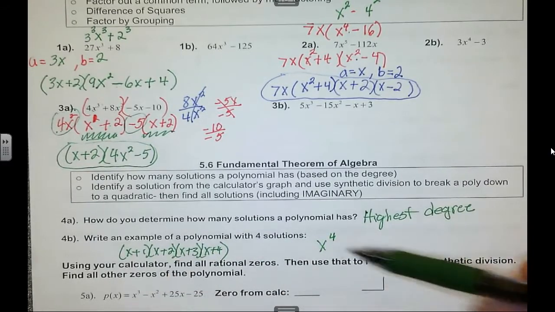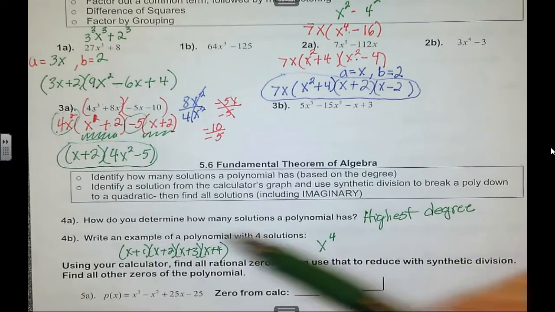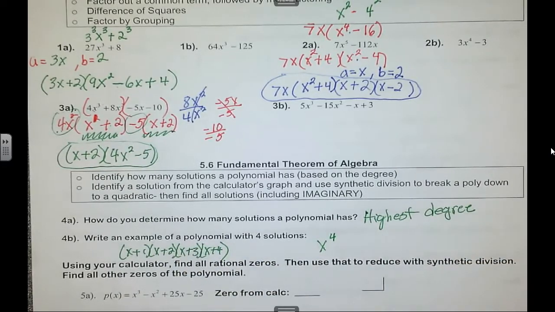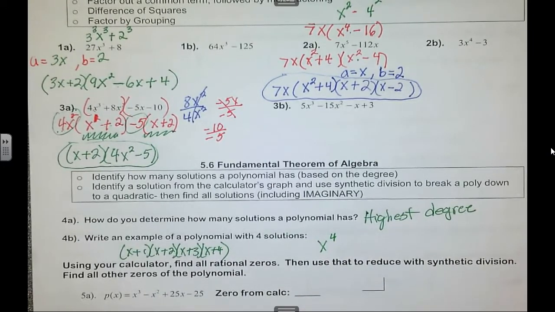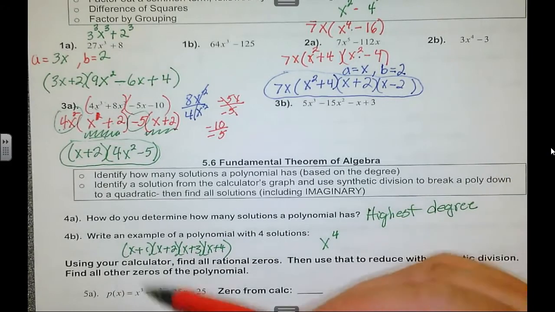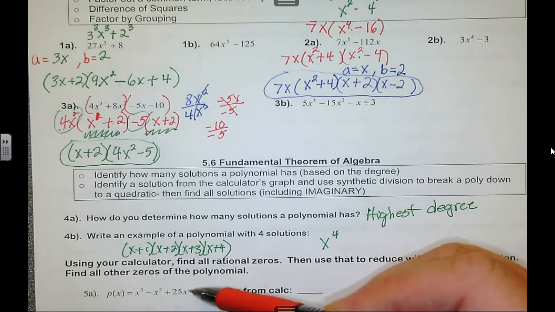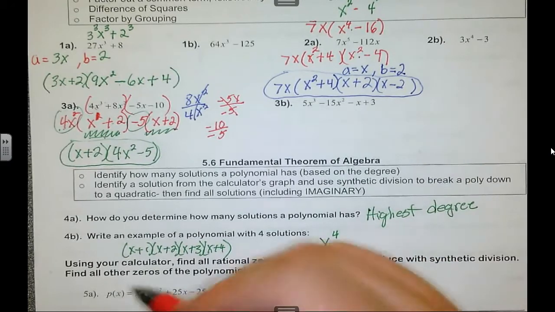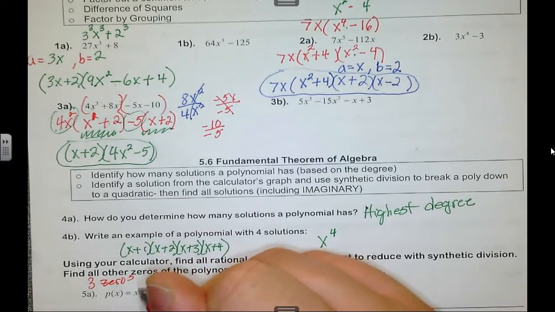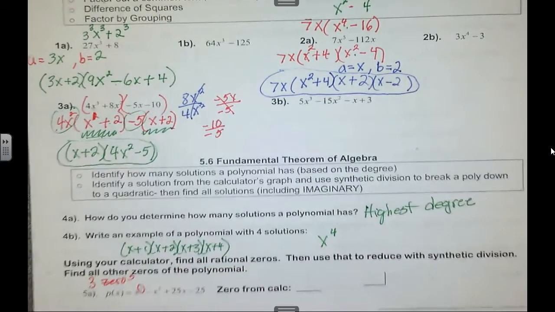Now, it says we have a lot to do with this. Using your calculator, find all rational zeros. How many zeros do I have in this polynomial 5a? How many zeros do I have in x cubed minus x squared plus 25x minus 25? 3 zeros, because of the highest degree. Okay?